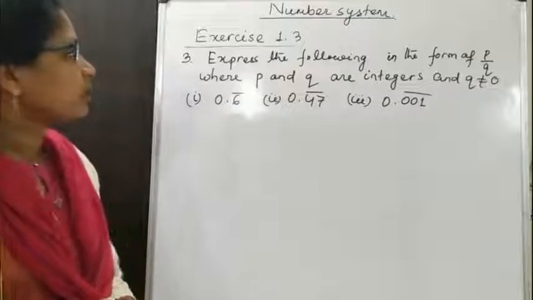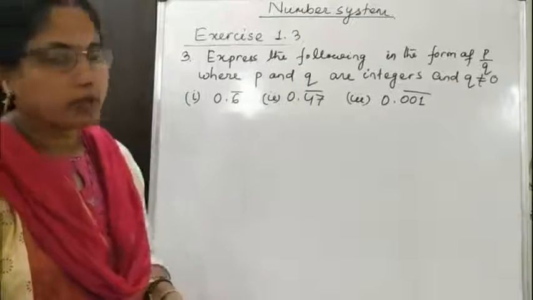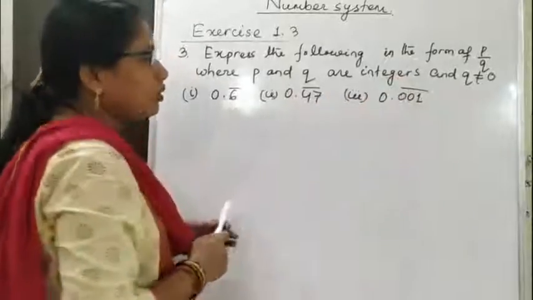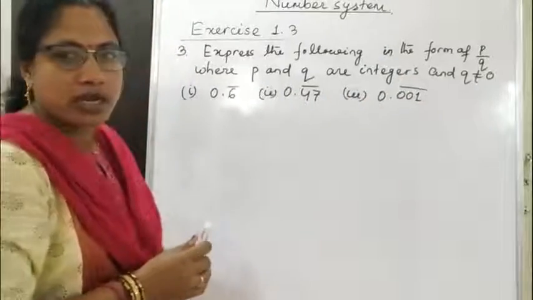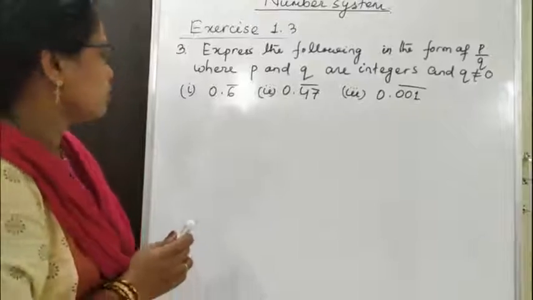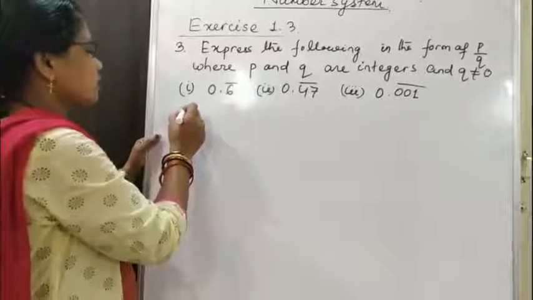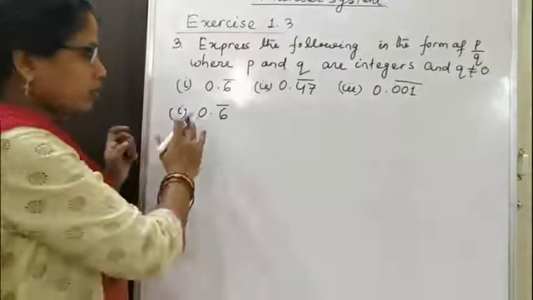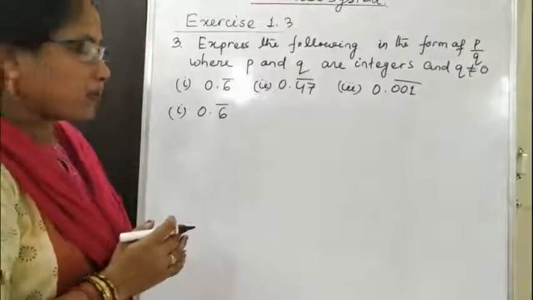Next, question number 3 of exercise 1.3. Express the following in the form of P by Q, where P and Q are integers and Q is not equal to 0. So the first one is 0.6 bar. So we have to represent this in the form of P by Q.